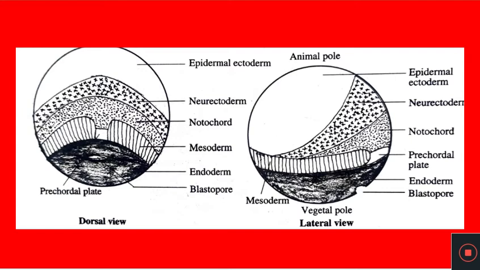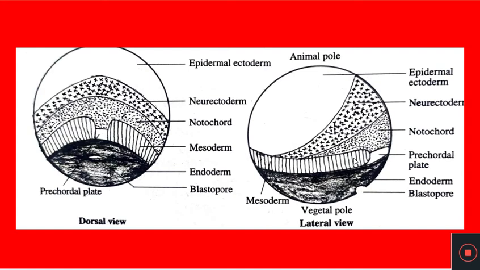Now, coming to the mesoderm. This is the prospective mesoderm, or the future mesoderm. Here you can see the future mesoderm. It is seen on either side of the notochordal area. So, this is the notochordal area, and on either side you can see the future mesoderm, as you can see from the dorsal view and the lateral view.